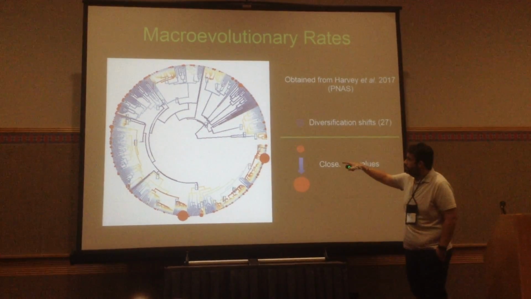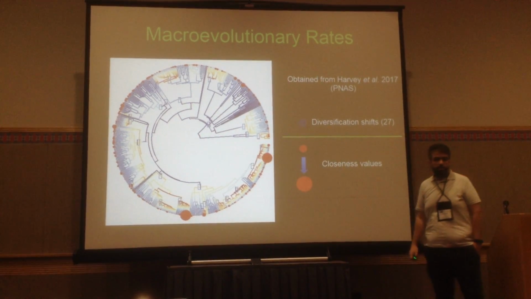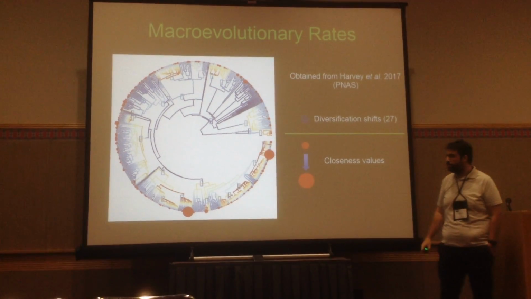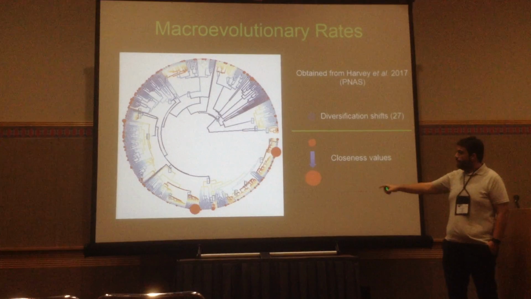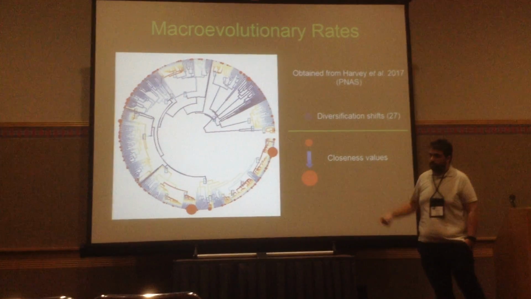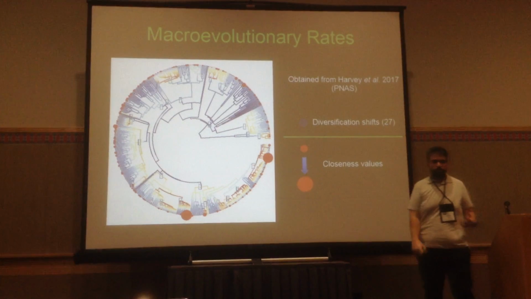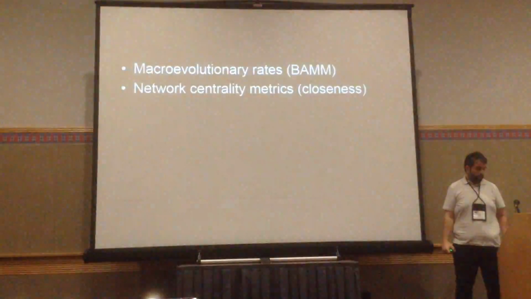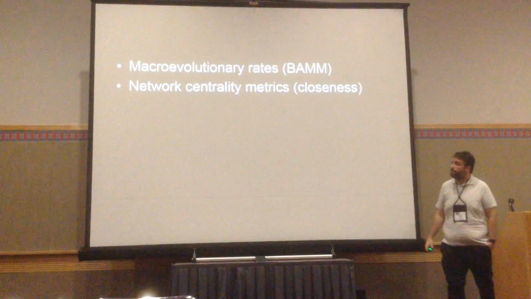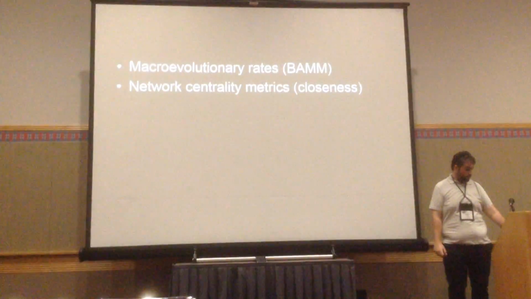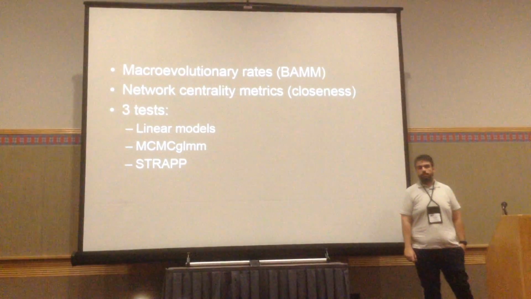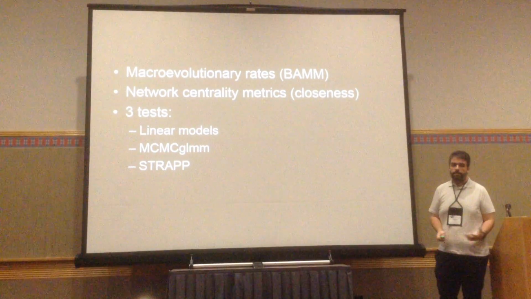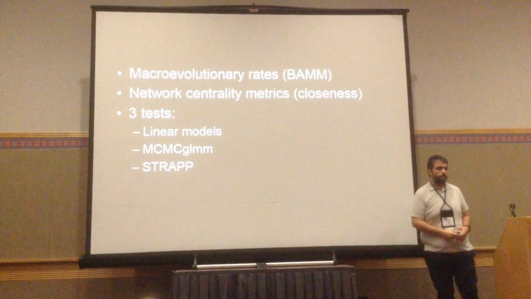There's a bug there, but sorry. There are 27 different shifts in diversification throughout the tree. This is the pruned tree containing only the 546 species that we have network data for. And the red circles denote the closeness value, the centrality, the ecological role that each species plays in their networks. So having these two types of data, both the macroevolutionary rates and the network centrality metrics, we performed 3 different tests just to check if there is any relationship: linear models, a mixed model in a Bayesian framework, and a permutation model built on BAMMtools.